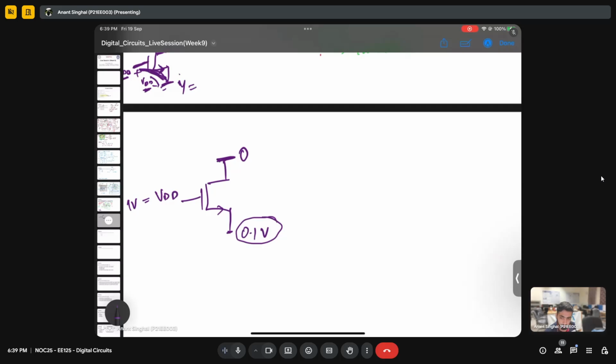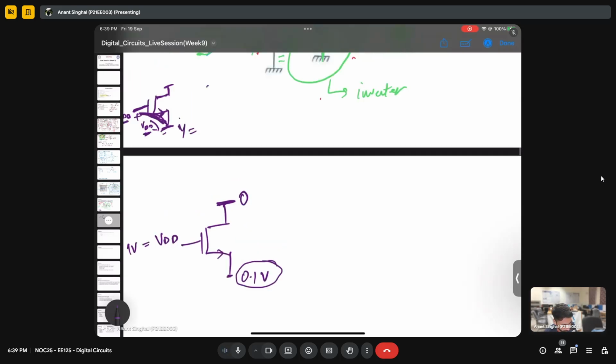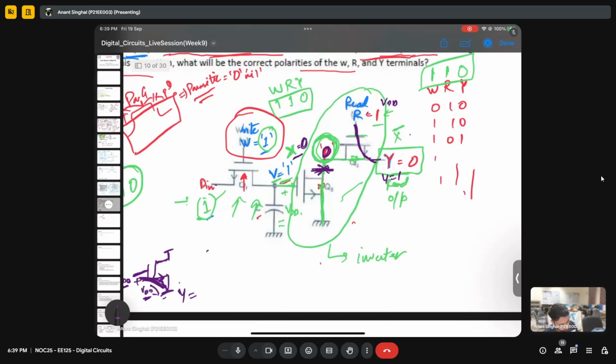Are you able to understand this? So that is why you should not get confused that we are reading VGS. We are still reading VDS only, because now the drain and source are interchanged. Once you make this 0, this becomes the source and this becomes the drain. Is it clear?